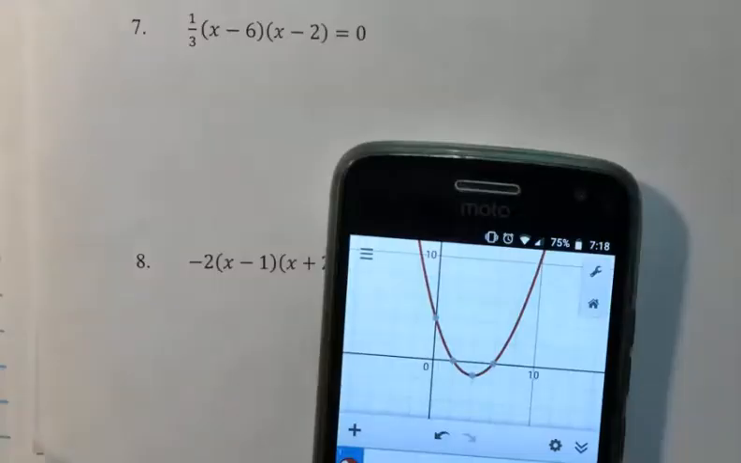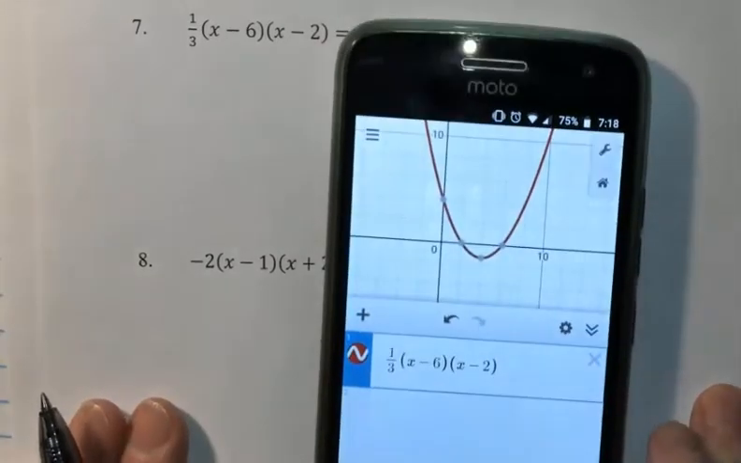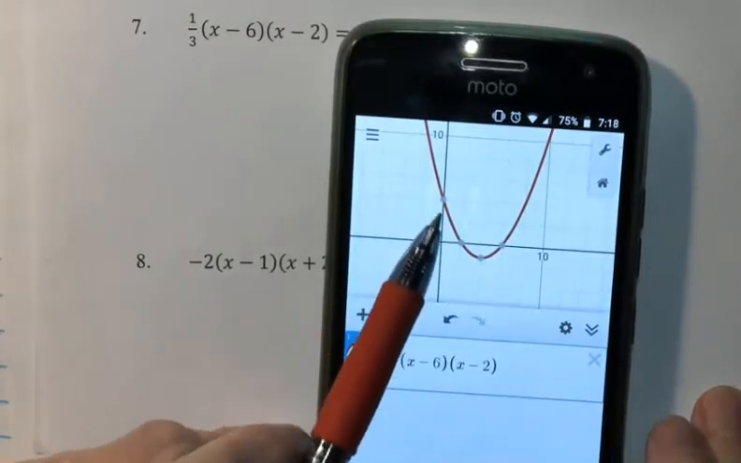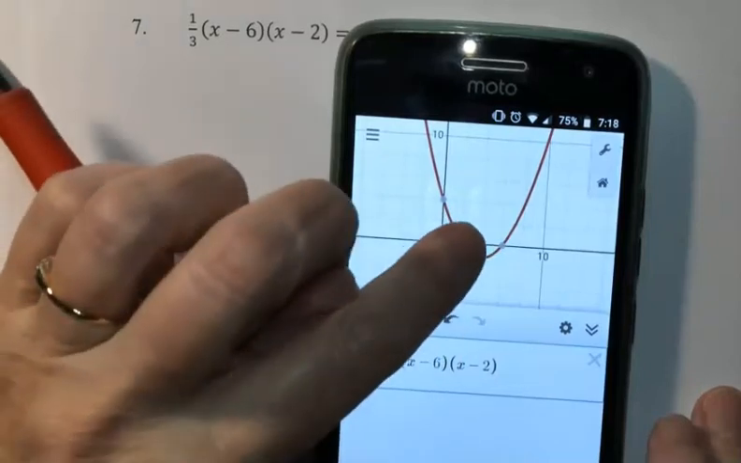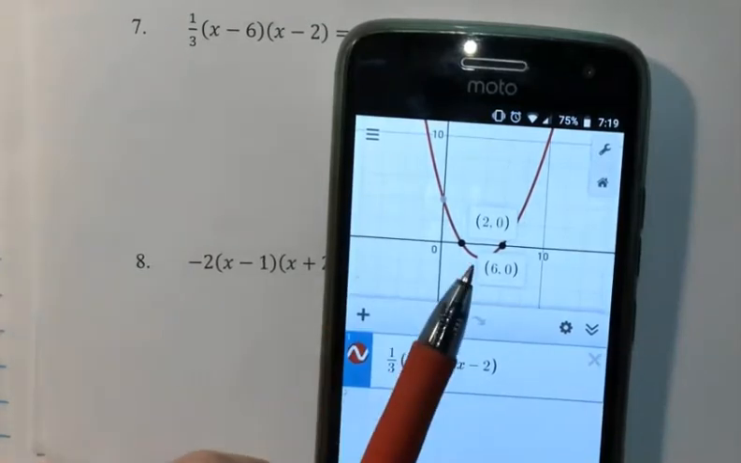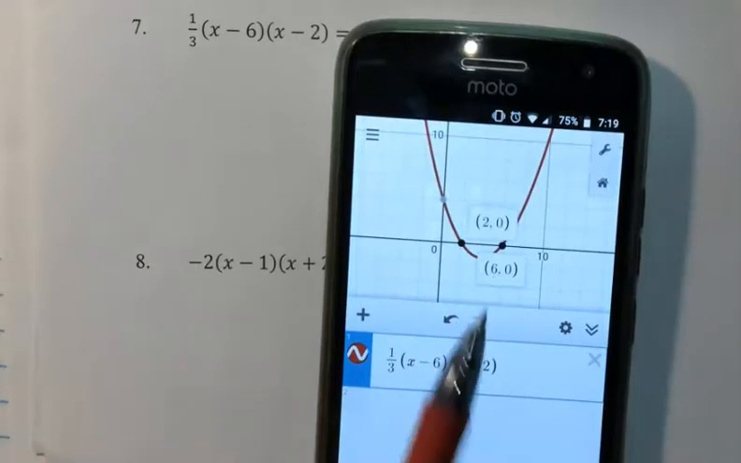Question 7. 1/3 multiplied by the quantity x minus 6 multiplied by the quantity x minus 2 is equal to 0. So I've typed this entire left side of my equation into my calculator, and notice it's produced this parabola. In the parabola, you'll actually see these points already highlighted for you. The two I care about are my x-intercepts, so let's tap on those to get our points. So the first x-coordinate is x equals 2, because it crossed at 2, 0. And the other x-coordinate is x equals 6, because it crossed at 6, 0.